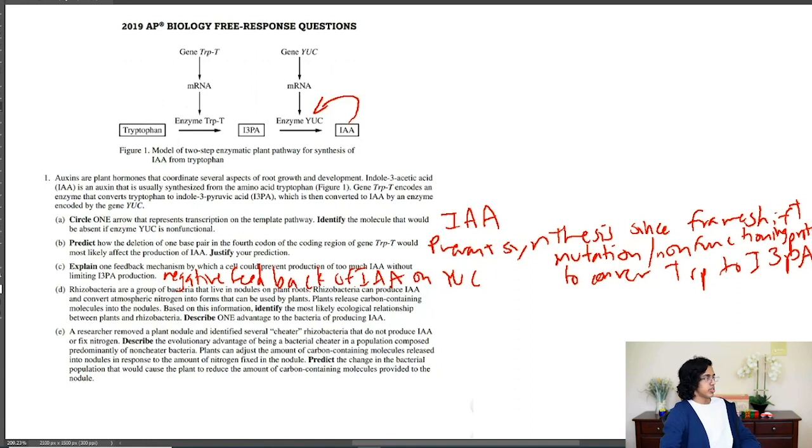Okay. Rhizobacteria is a group of bacteria that lives in nodules on plant roots. Rhizobacteria can produce IAA and blah blah. Okay.